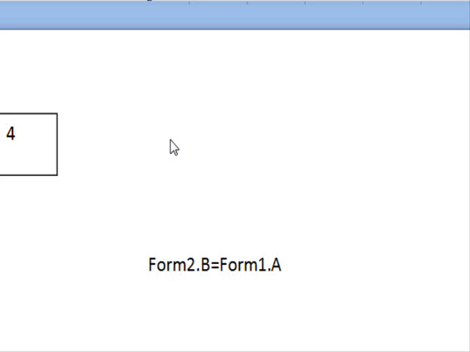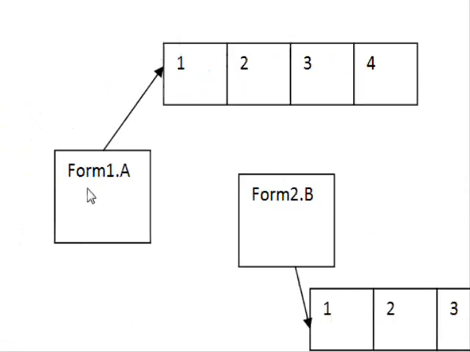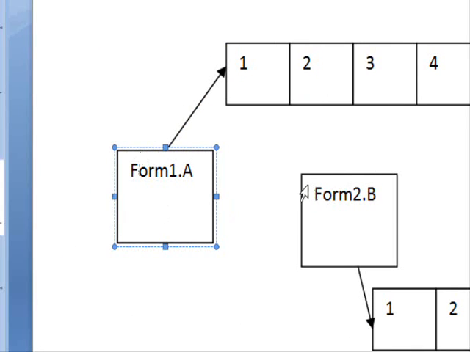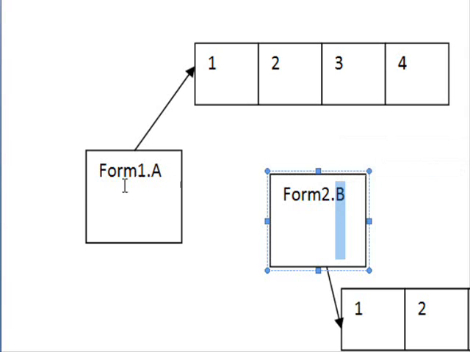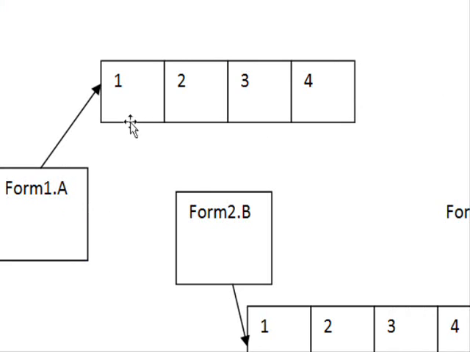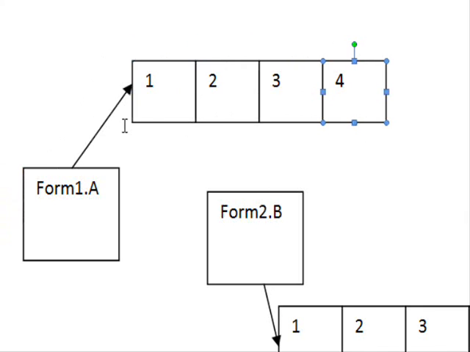Okay, so first of all, collections are objects, and every object inside Visual Basic is actually a pointer. Now, what does that mean? Well, let's imagine you have two forms, Form 1 and Form 2. Form 1 here has a collection called A, and Form 2 has a collection called B. Now, the first collection, A here, contains the numbers 1, 2, 3, and 4.